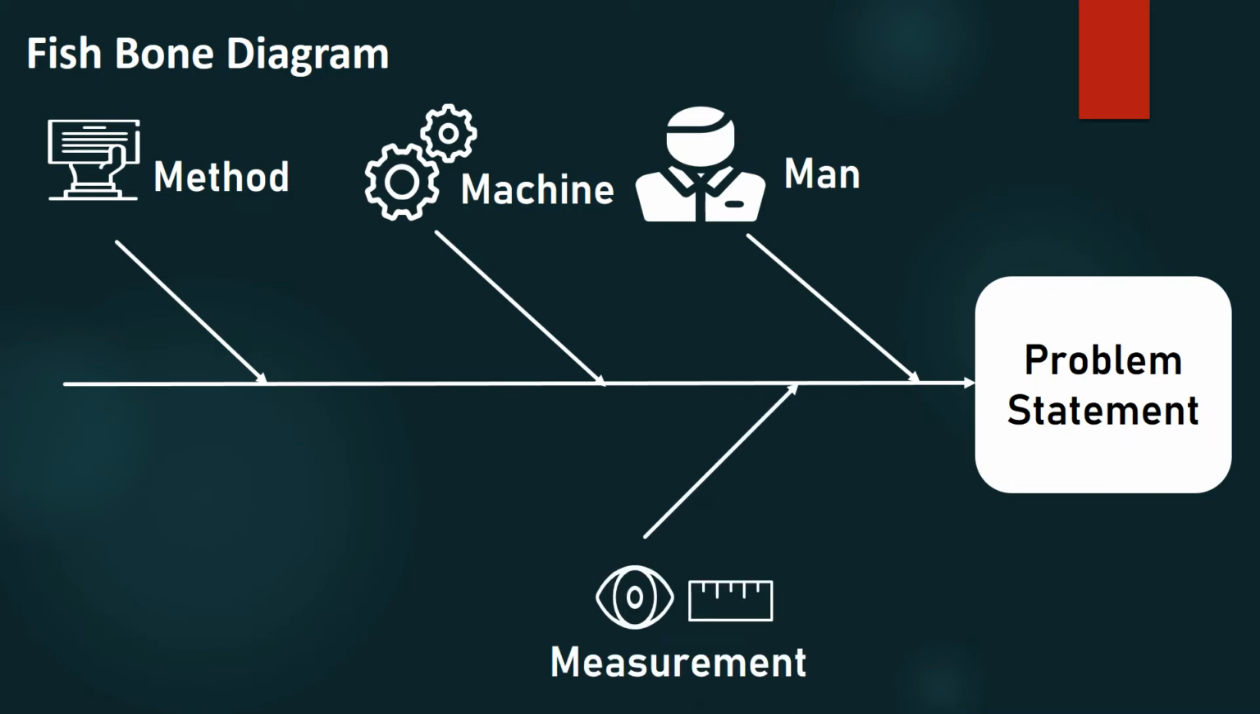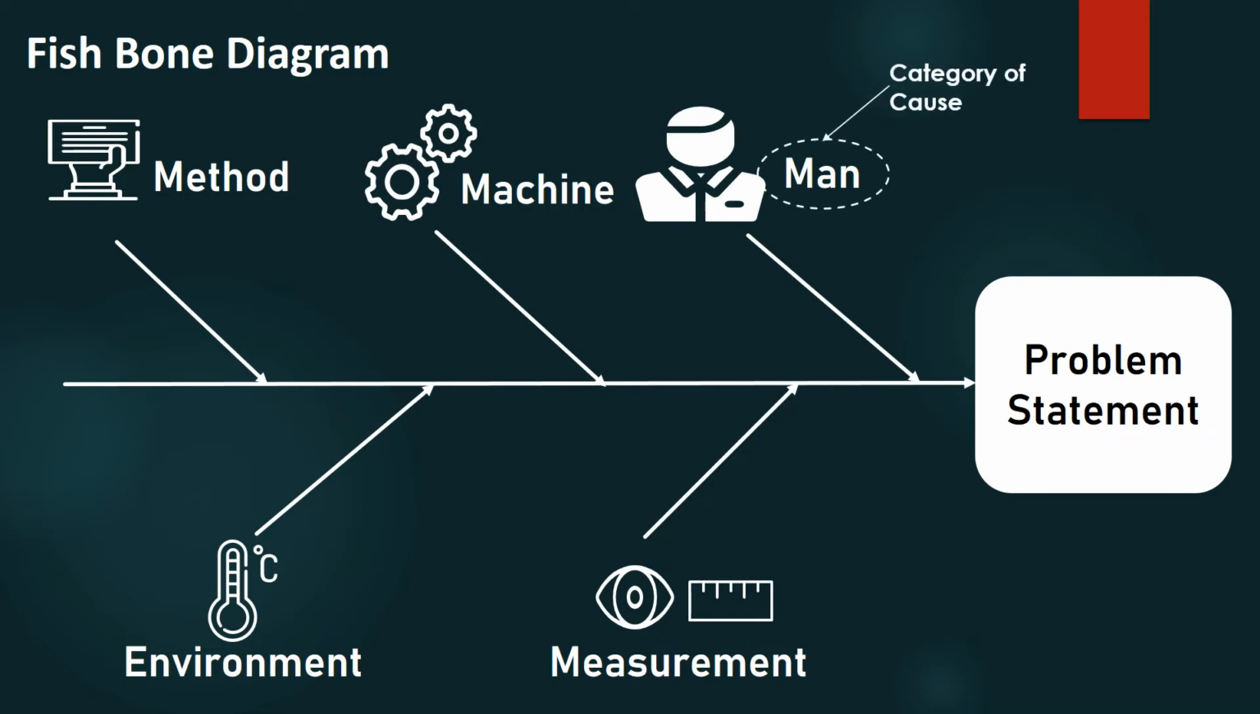So next one is measurement. Measurement related errors and possible causes have to be mentioned in this wing. And the final one is environment, that is Mother Nature. Environment related causes, if there is anything available to affect or create this problem, have to be mentioned in this final area.